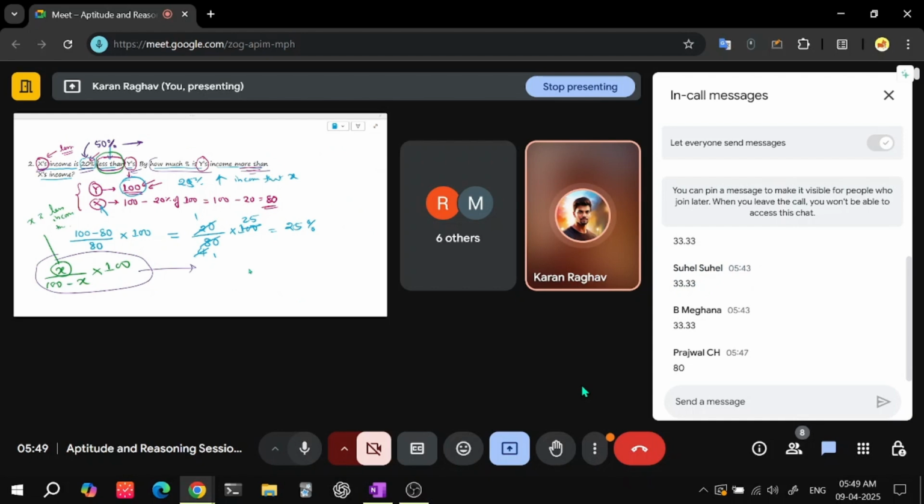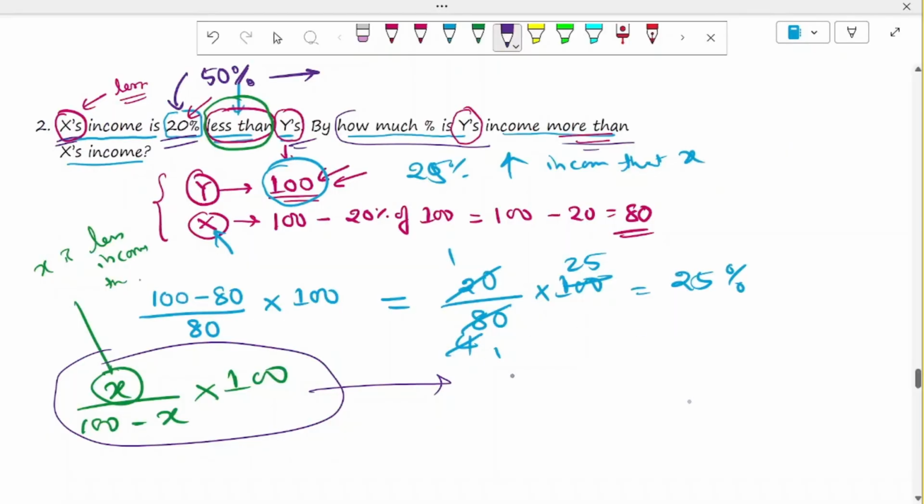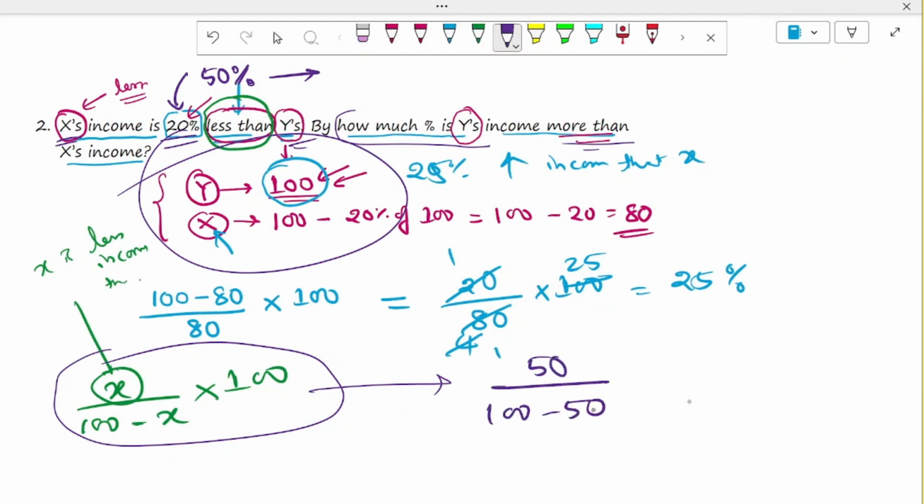Okay, anybody? What is the answer of this question? X's income is 50% less than Y's income, and you need to find how much Y's income is more than X's income. So just substitute the values in place of X. You need not do all these things. You have got a direct equation. 50 divided by 100 minus 50 into 100. What is the answer of this one?